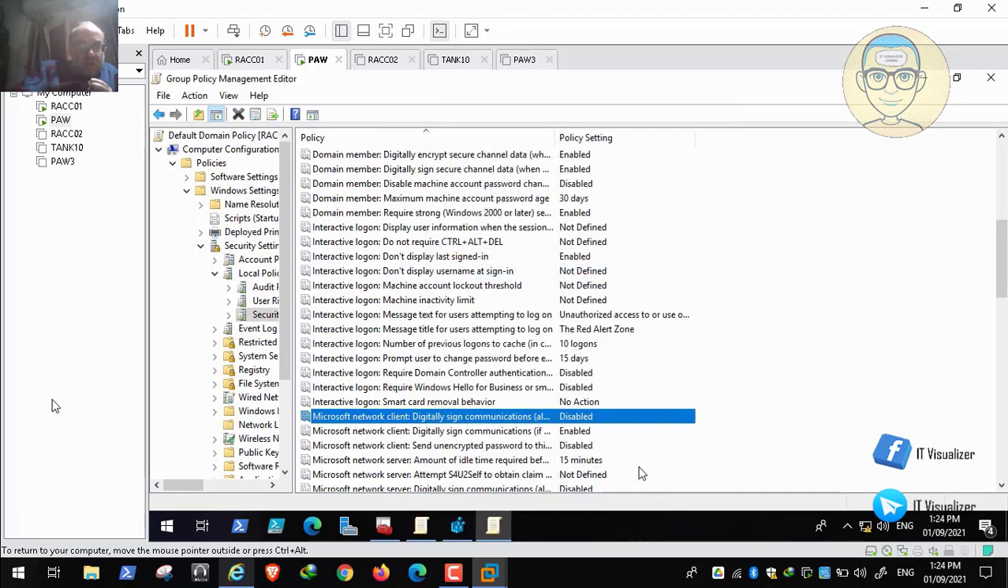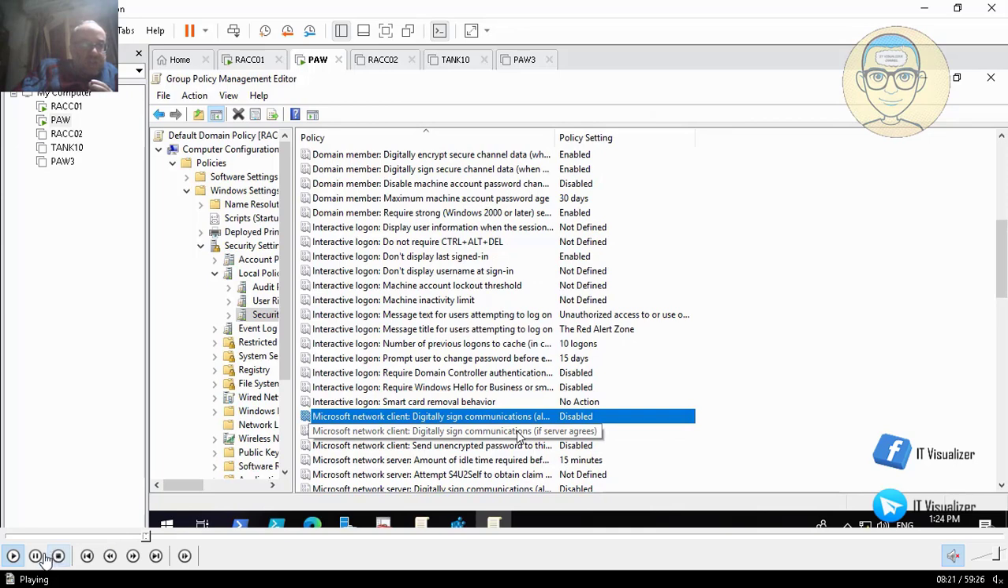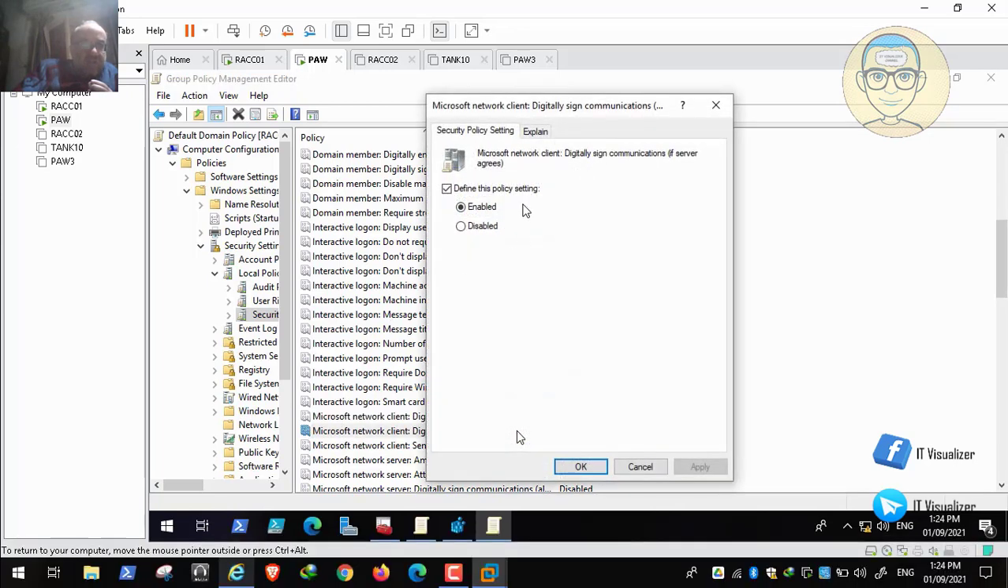So I think the other option, here we can see, is if the server agrees. So here you can see that this is the option we have enabled, if the server agrees. Okay, so if the server agrees, then the signing will go ahead. So for example, if you are a client communicating with the server and you tell him, for example, that I don't sign packets, if the server agrees, then the communication will continue. If he doesn't agree, he will stop the communication.